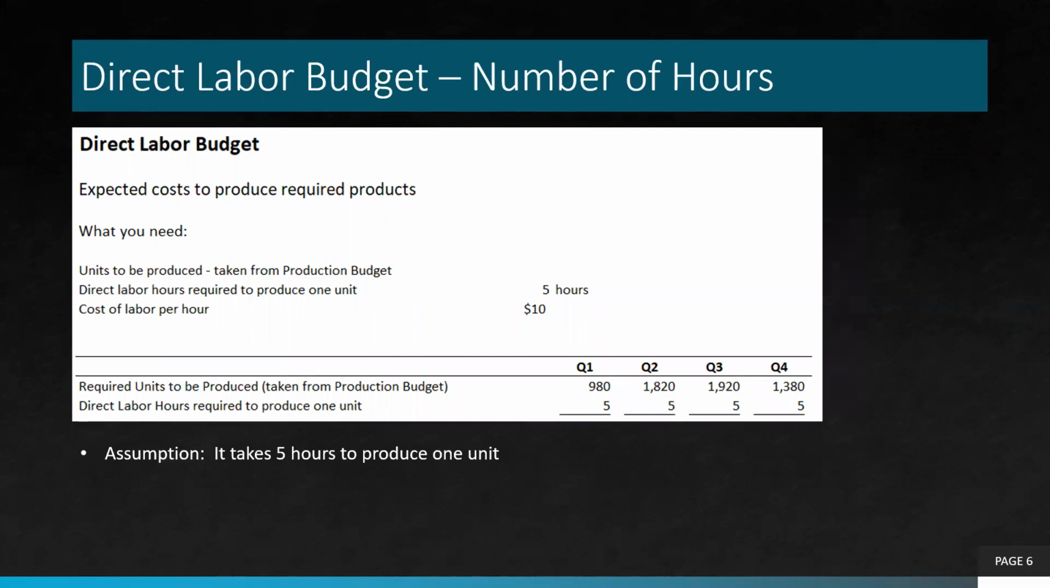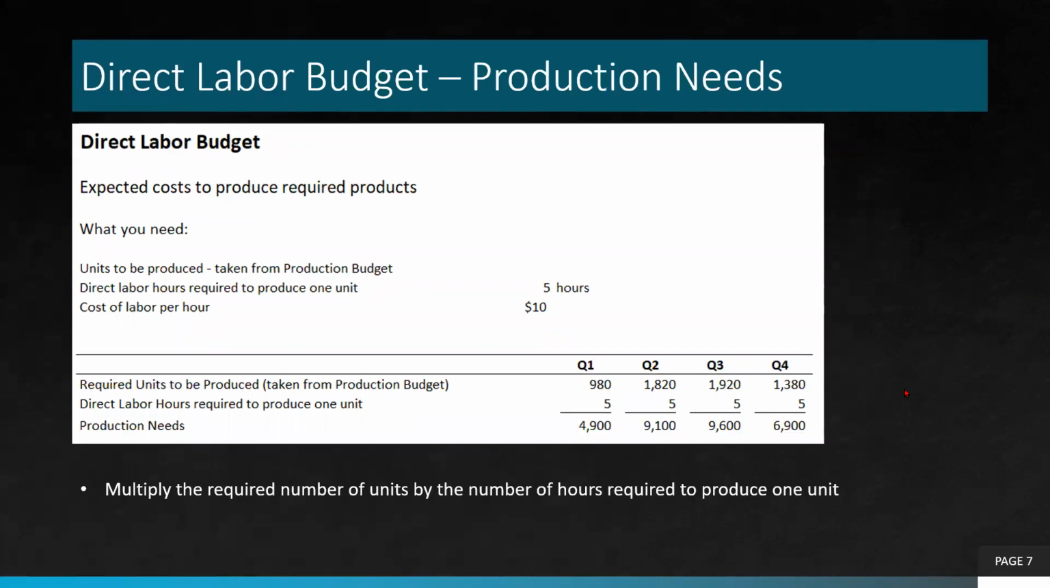Now, for the direct labor hours required to produce 1 unit, we have already made the assumption that it's going to take 5 hours of manpower to produce 1 unit. So we take the production units that we need to produce and multiply that by the 5 hours it will take. So these are the total hours that it's going to take us to produce these units: 980, 1820, 1920. It's important that we produce those number of units because that is tied to the sales budget that was figured out in the first video.